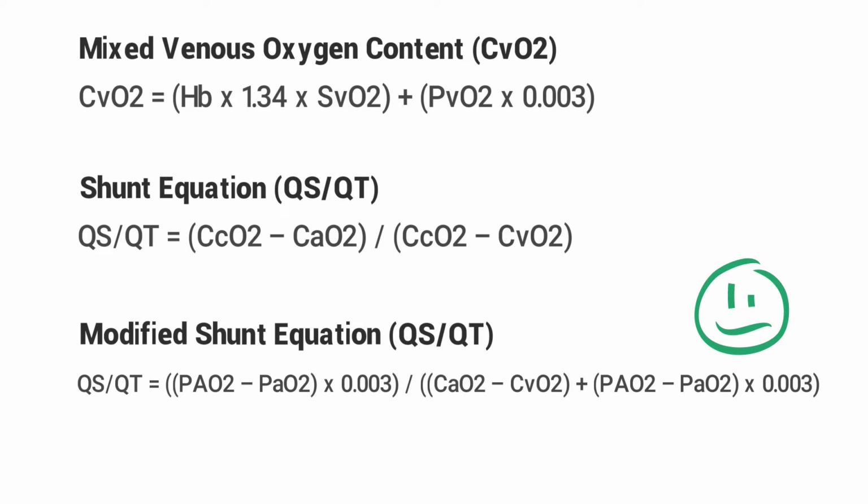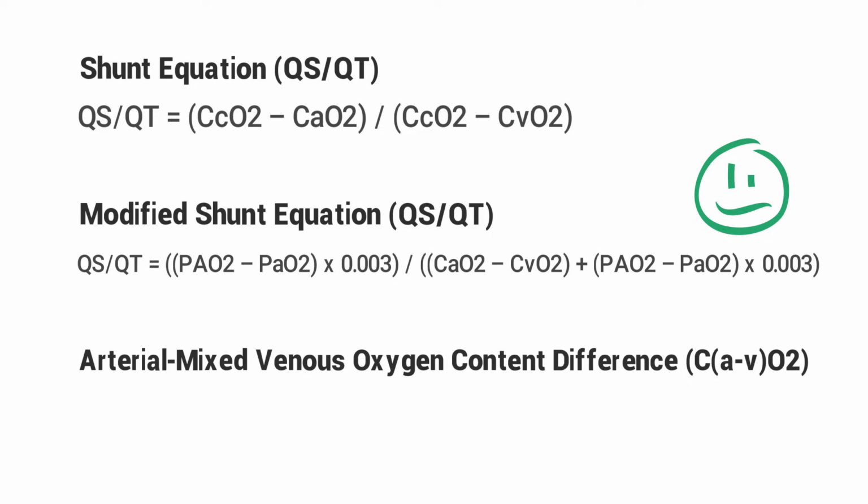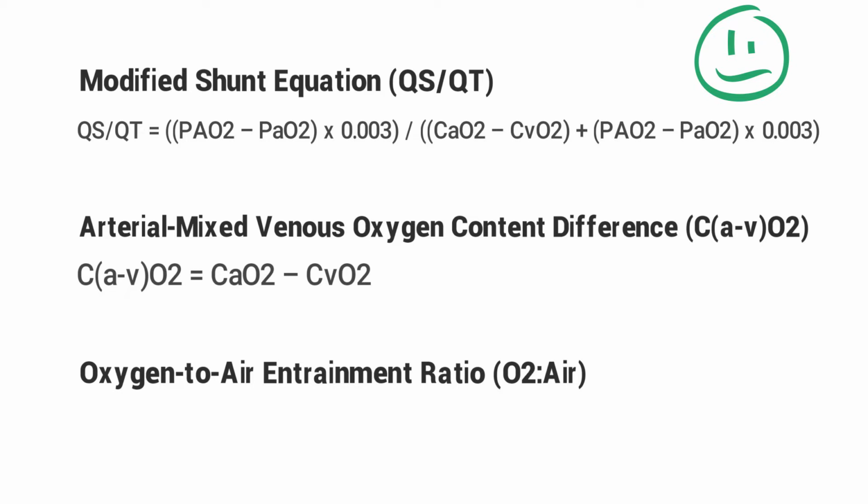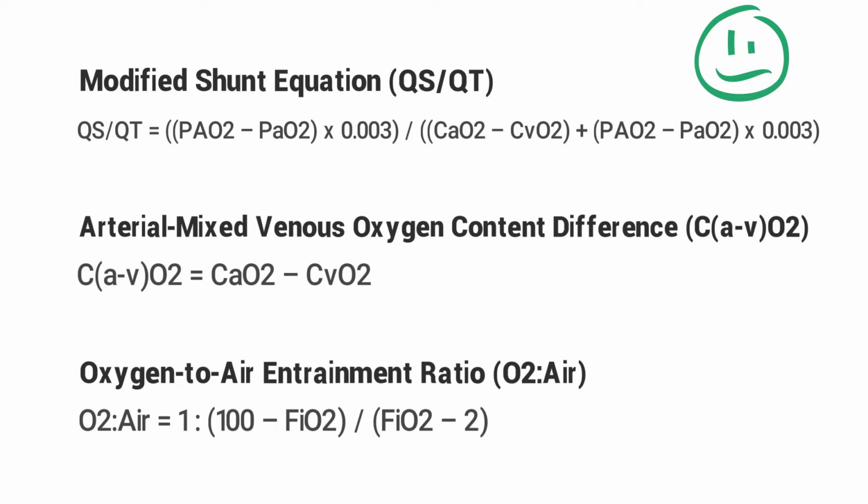So let's keep going. The next equation is the arterial mixed venous oxygen content difference. This one is equal to the arterial oxygen content minus the mixed venous oxygen content. Oxygen to air entrainment ratio. This one is equal to 1 over 100 minus the FiO2 divided by the FiO2 minus 2, and that will give you the ratio.